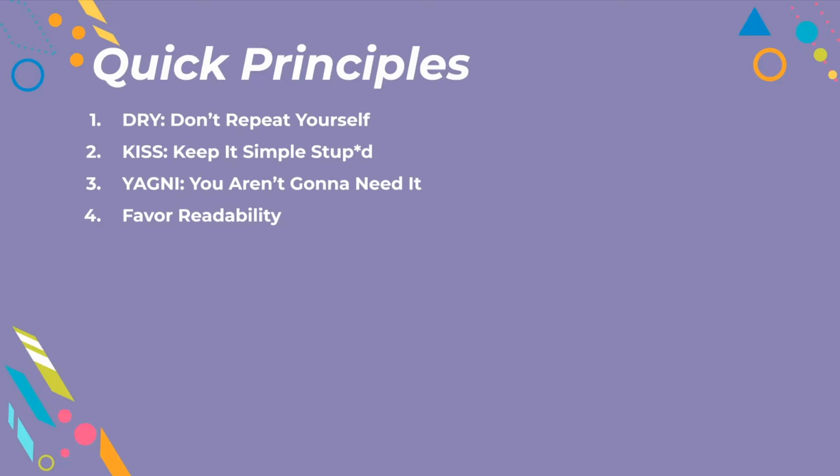Number four is favor readability. What really counts for your code is the people reading it, not the machine. So make sure you write your code in a way that favors readability for people and not for compilers. Yeah, absolutely.